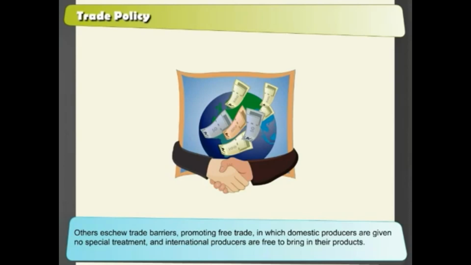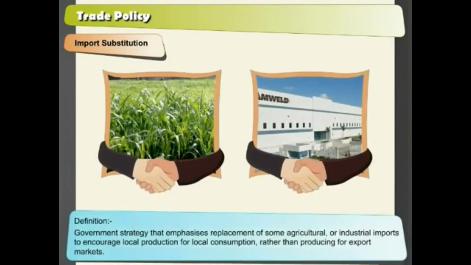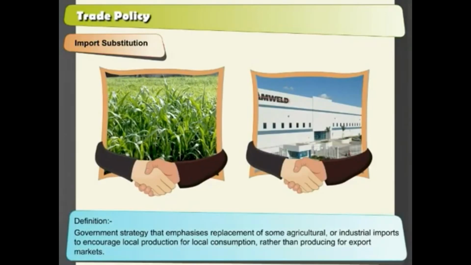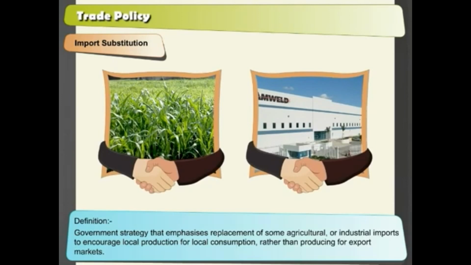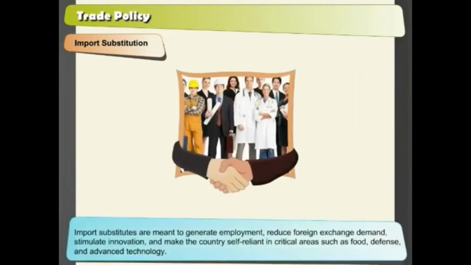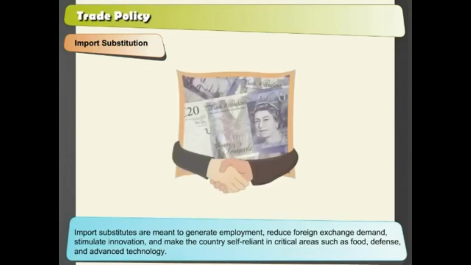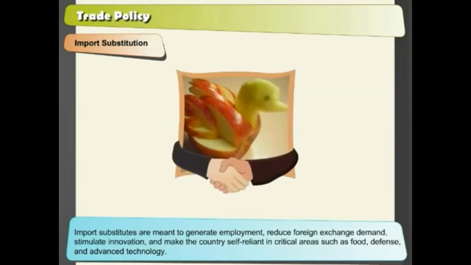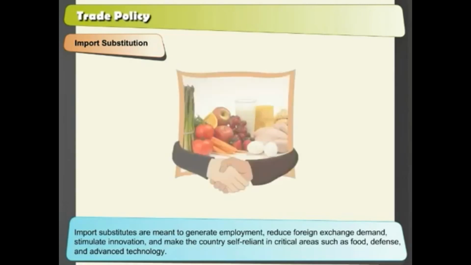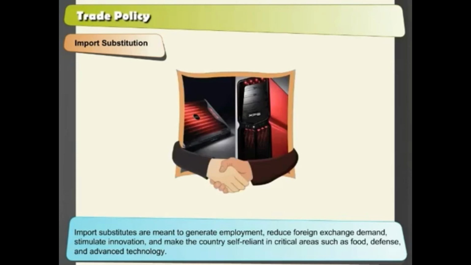Let us take a quick look at the trade policy of India over a period of years. Import substitution. Definition: government strategy that emphasizes replacement of some agricultural or industrial imports to encourage local production for local consumption rather than producing for export markets. Import substitutes are meant to generate employment, reduce foreign exchange demand, stimulate innovation, and make the country self-reliant in critical areas such as food, defense, and advanced technology.